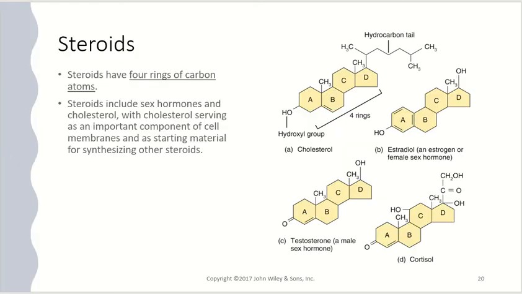Next we have our steroids. This is another type of lipid. A steroid, by definition, is simply four rings of carbon atoms, which you can see here: 1, 2, 3, 4. This is basically what defines a steroid. If it has this four-ring structure in it, then it's going to get classified as a steroid.